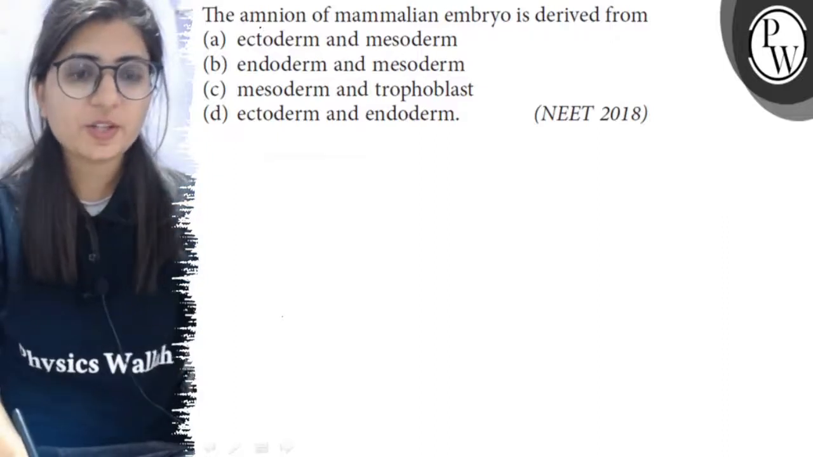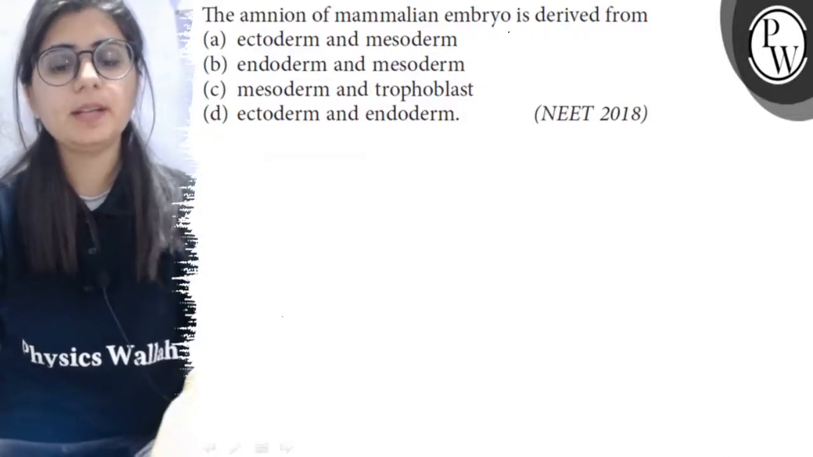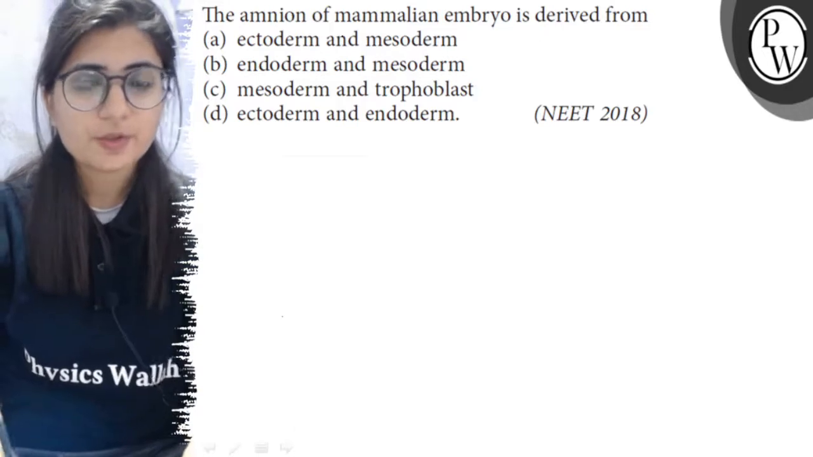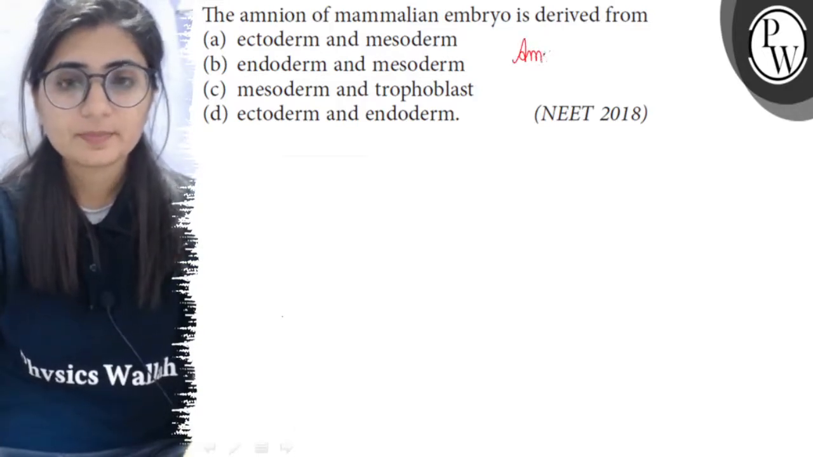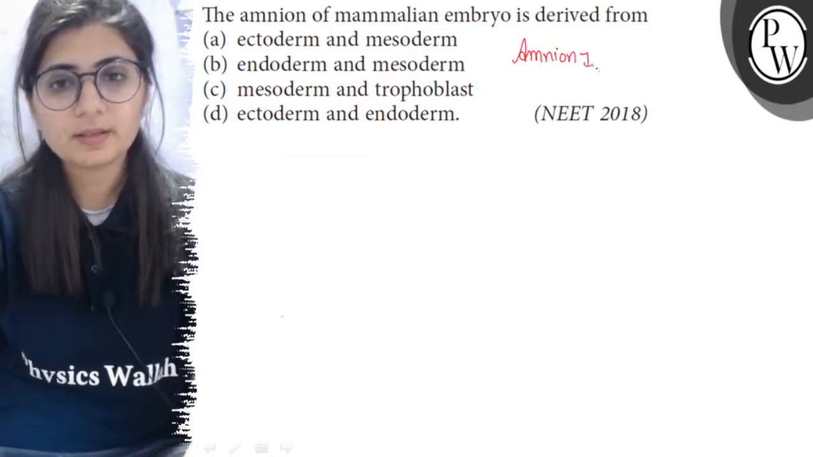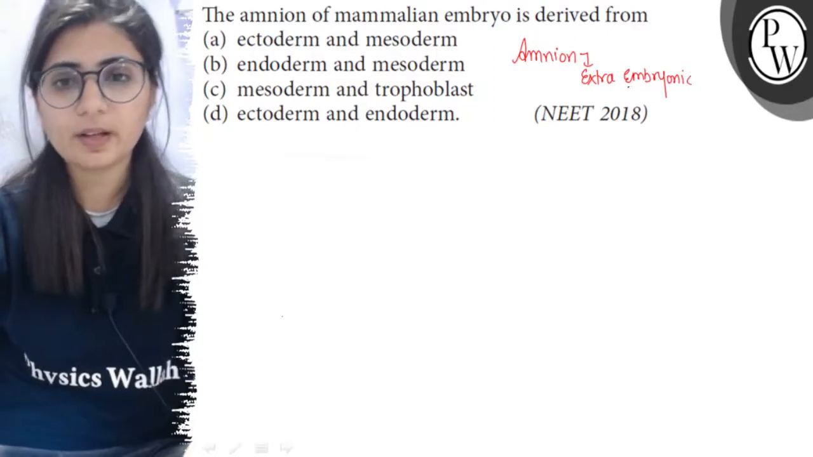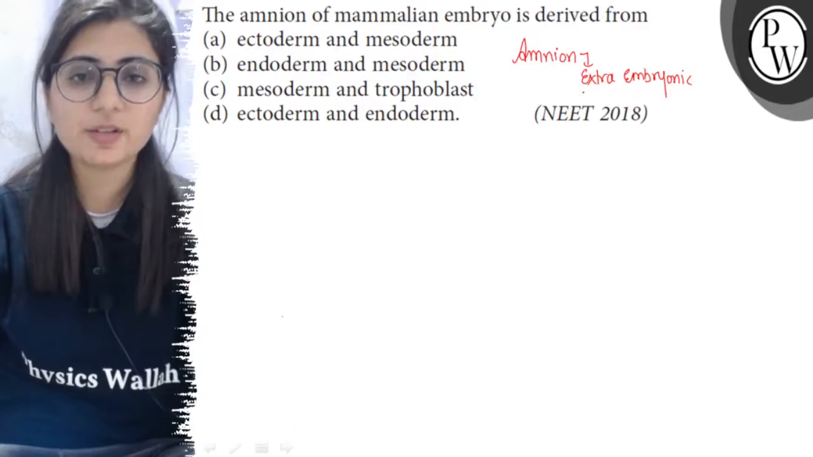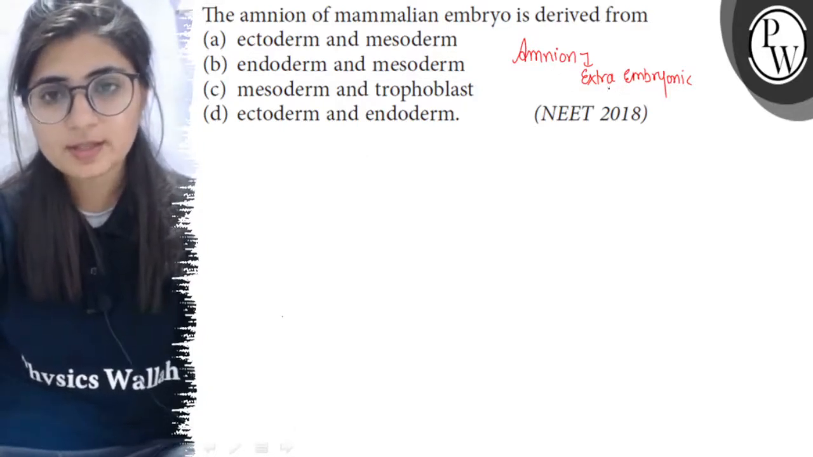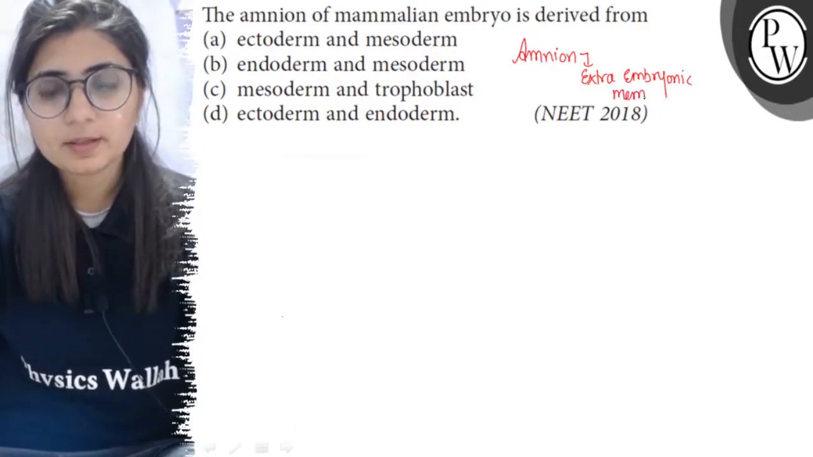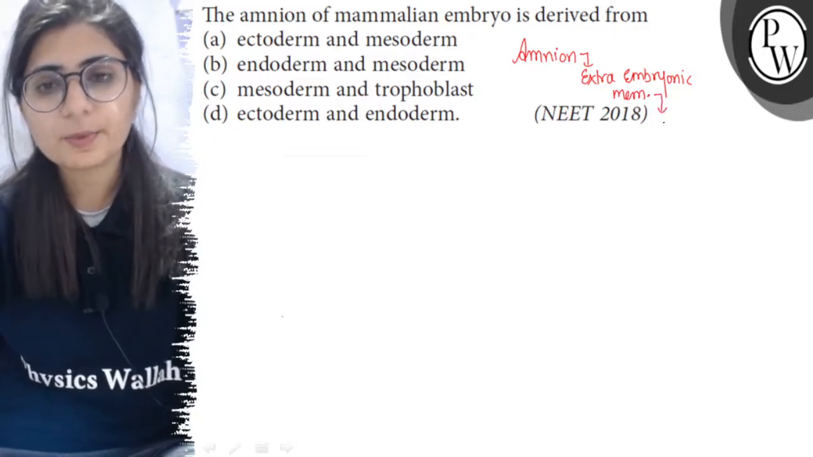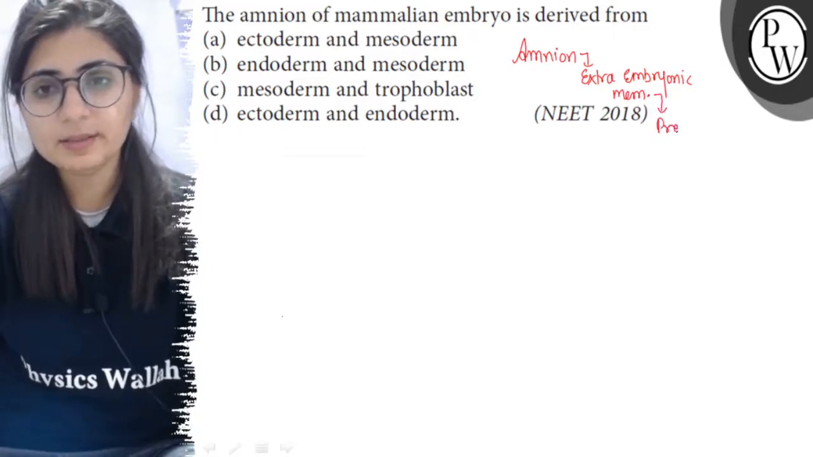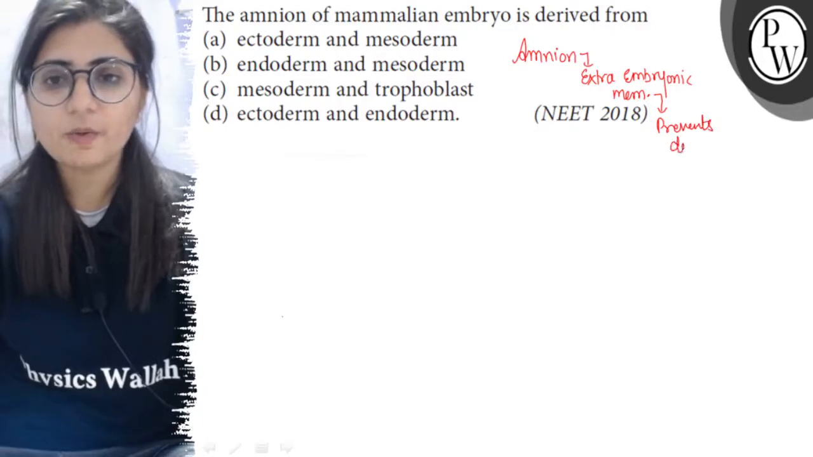Hello bachcho, the question is: the amnion of mammalian embryo is derived from. So the amnion is the extra embryonic membrane. In embryo there are 4 extra embryonic membranes. These are the amnion, allantois, yolk sac and chorion. So it is an extra embryonic membrane which prevents the desiccation of embryo.